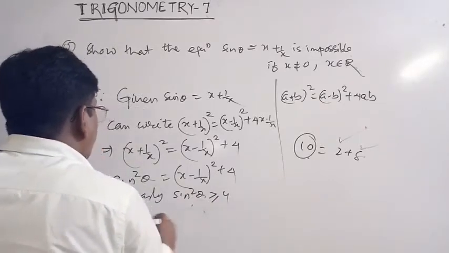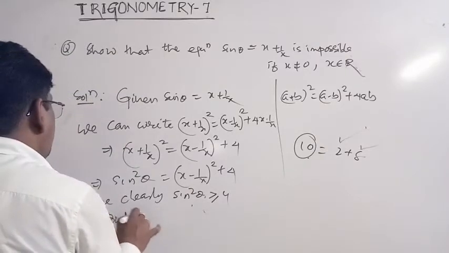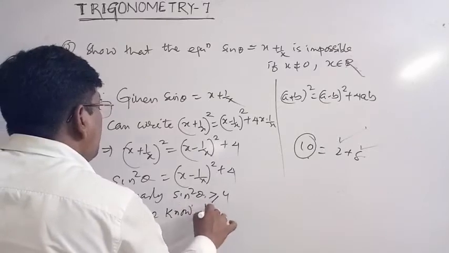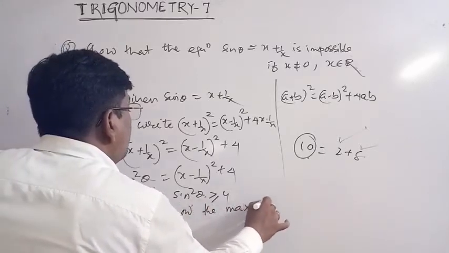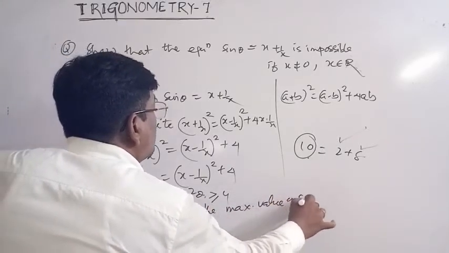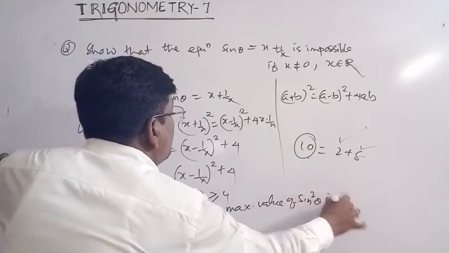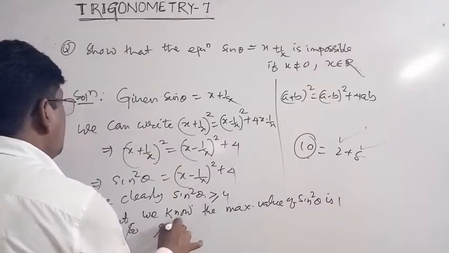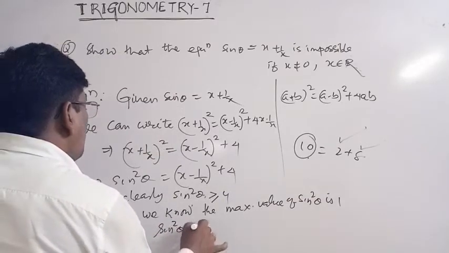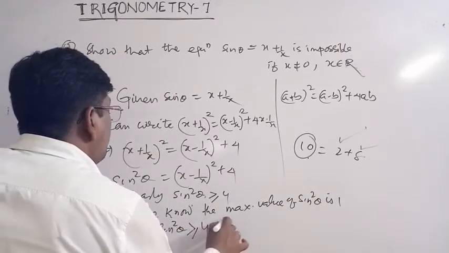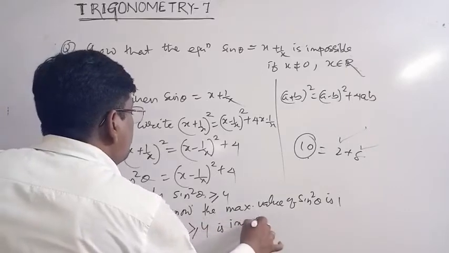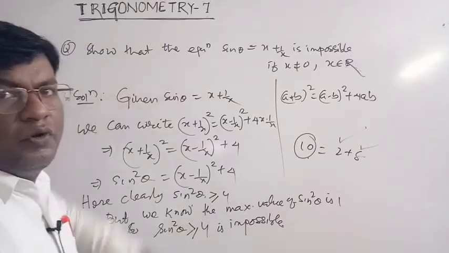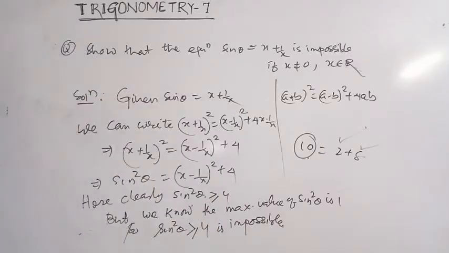Why? But we know the maximum value of sin square theta is 1. So sin square theta greater than 4 is impossible. So the solution is impossible. Okay. Now another question.